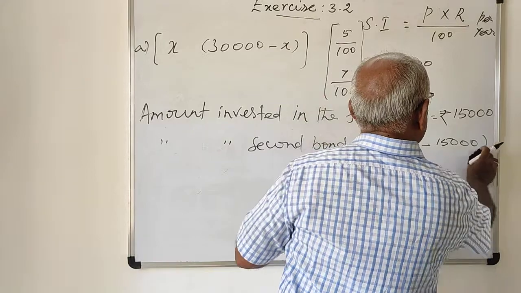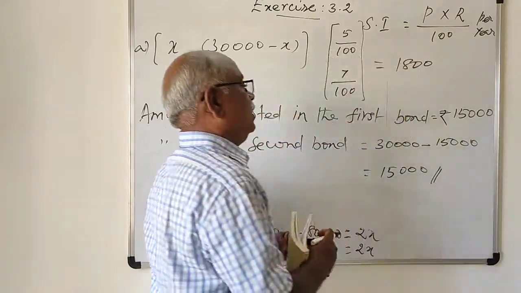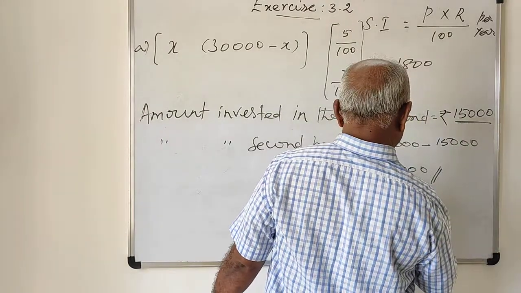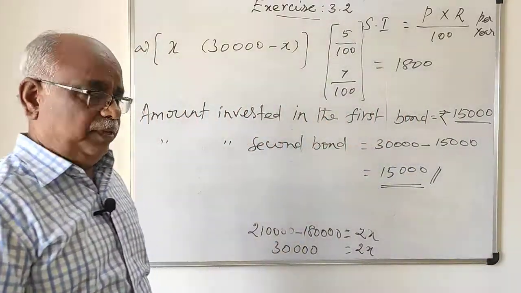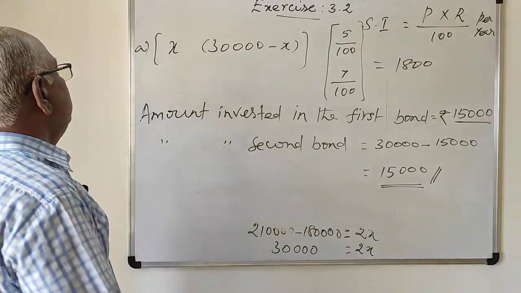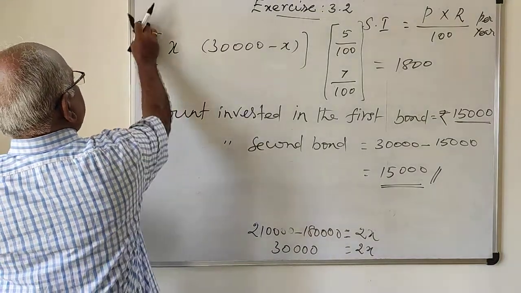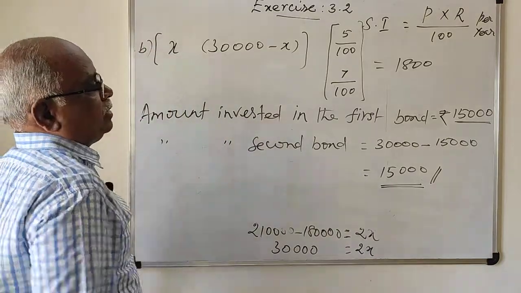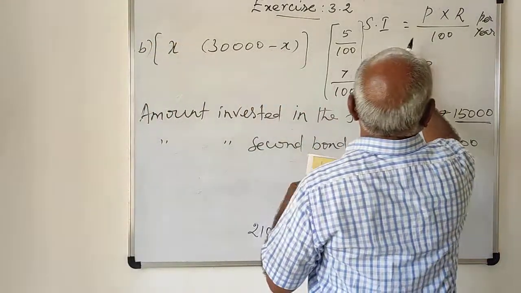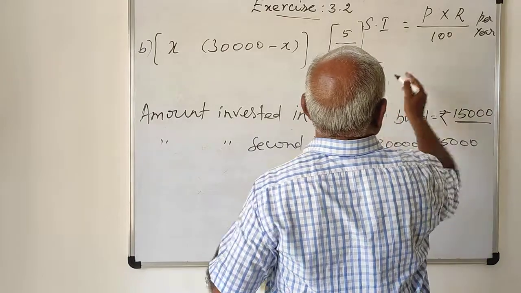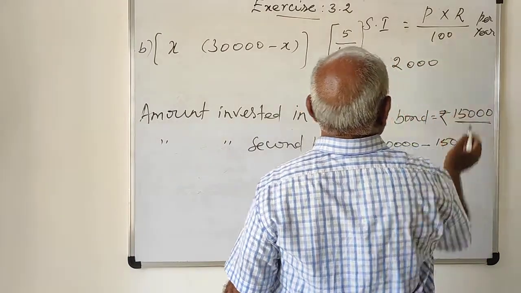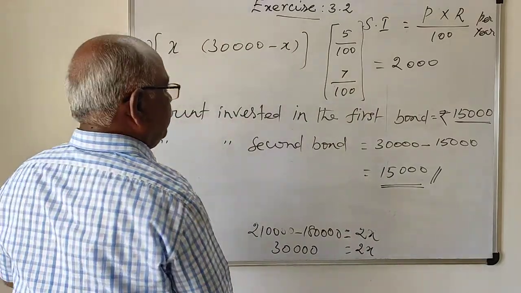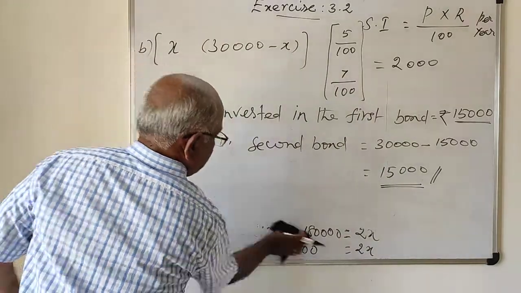So, therefore, the amounts are equally invested in the two bonds. Amount invested in the first bond is 15,000 and the amount invested in the second bond is also 15,000. This is the problem. Similarly, in the second case, the total interest gained by these two bonds is 2,000. It is given as 2,000. In the same method, we multiply the matrices and we can determine x. We will see.